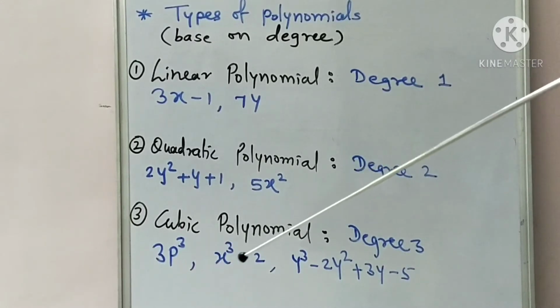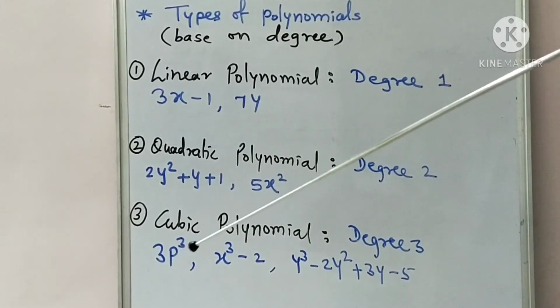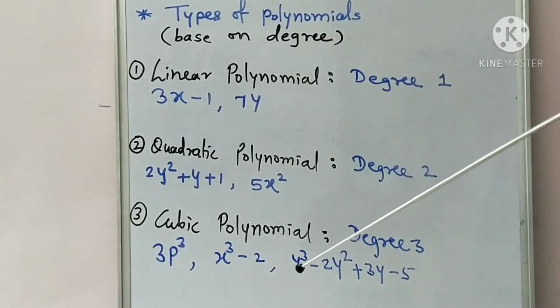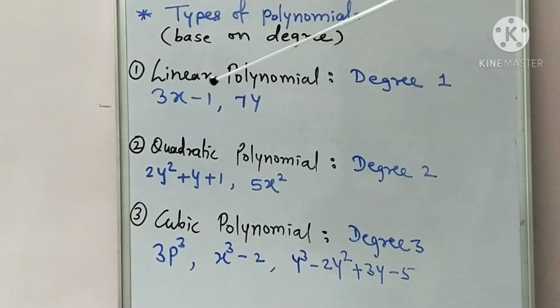So here we have some examples of cubic polynomials where the degree of each polynomial is what? 3. Okay students, so there are questions for 1 or 2 marks that ask you to classify the types of polynomials as linear polynomial, quadratic polynomial or cubic polynomial.